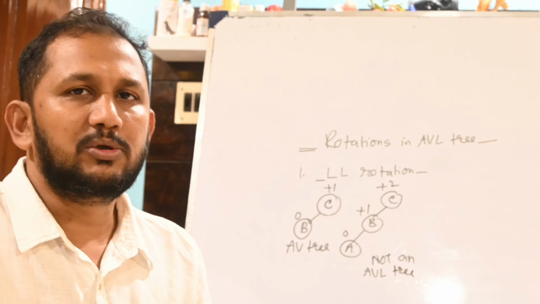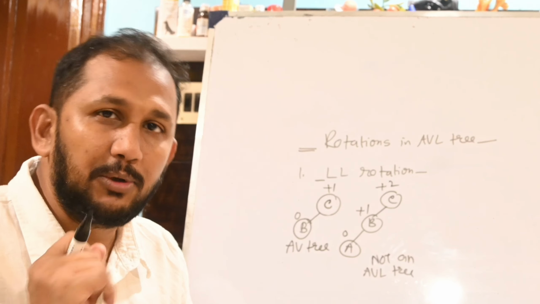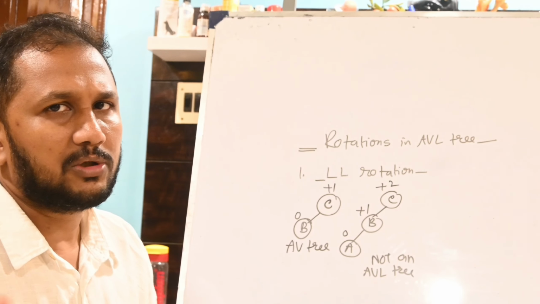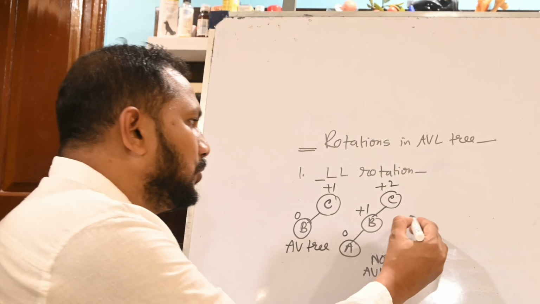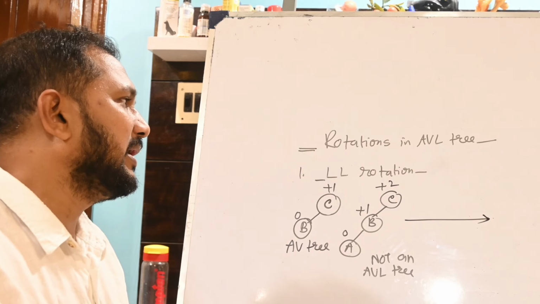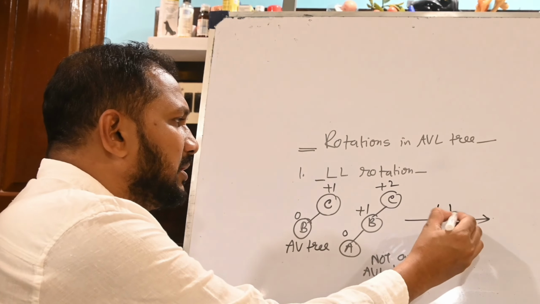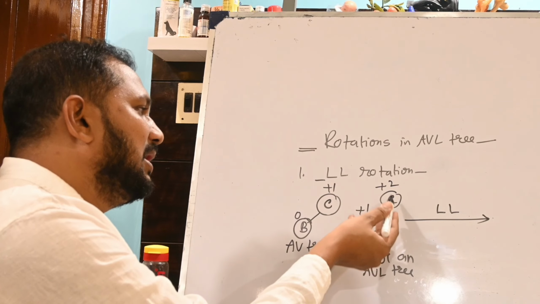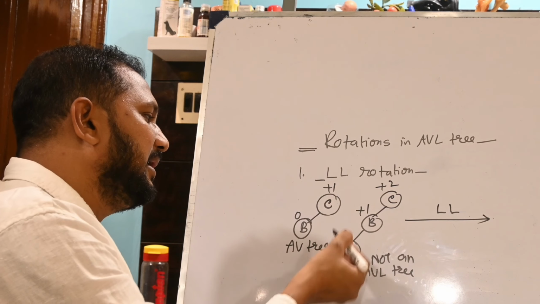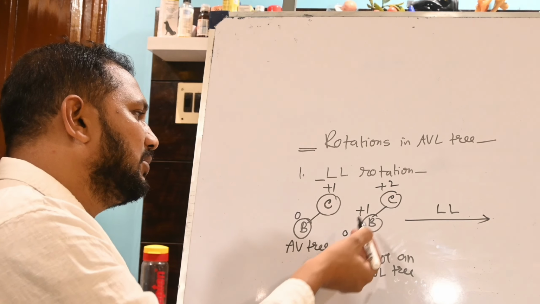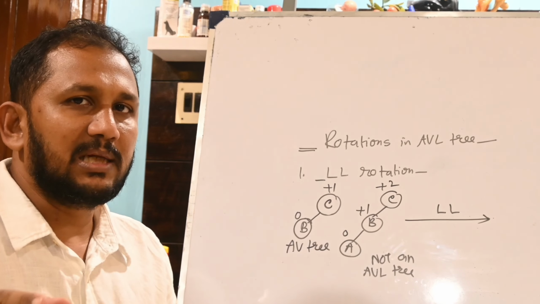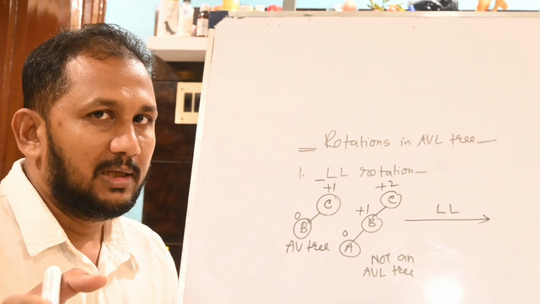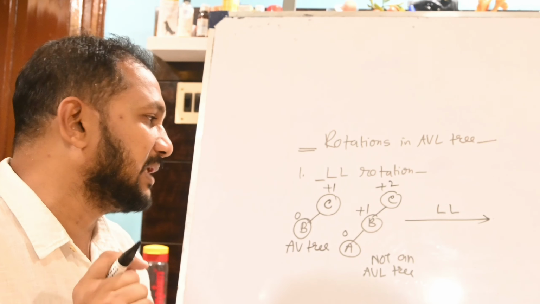So how to convert it into an AVL tree? In this case, rotation is used. Rotation is used to convert a non-AVL tree into the corresponding AVL tree. The rule is, this one is for LL rotation. Why is it LL rotation? Because the last node inserted is at the leftmost position of the left subtree. This is the left subtree and A is inserted in the leftmost position. That's why it is left, left.